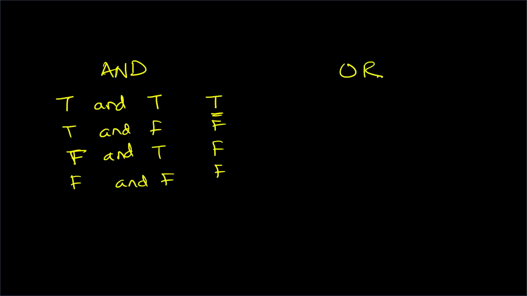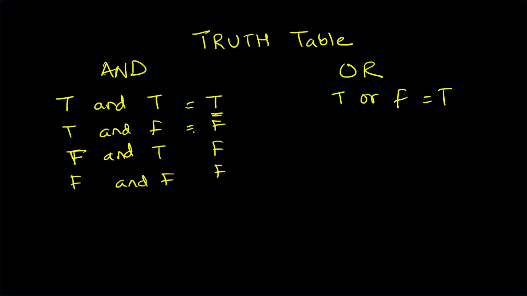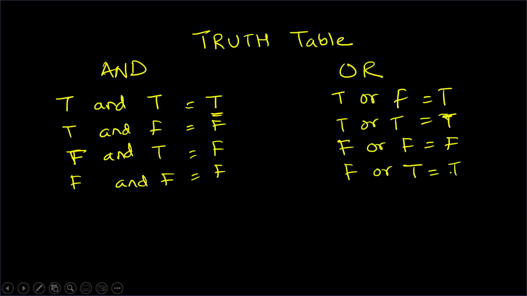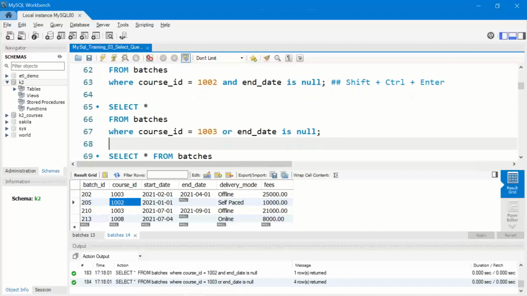Whereas for OR, the truth table, this is called truth table. True or false will be true. True or true will be true. False or false will be false. And false or true will be true. Okay. This is what a truth table says, and that's why we get different outputs.